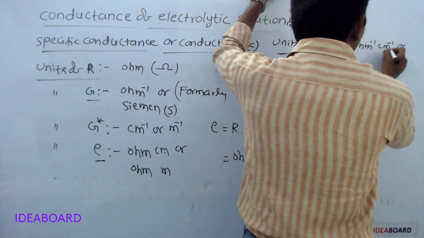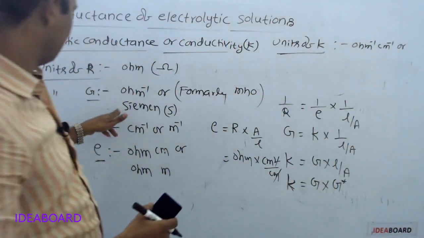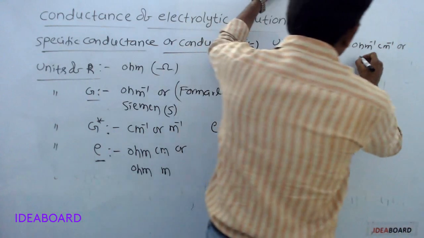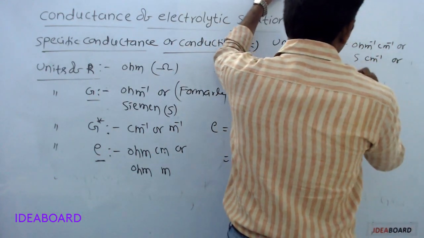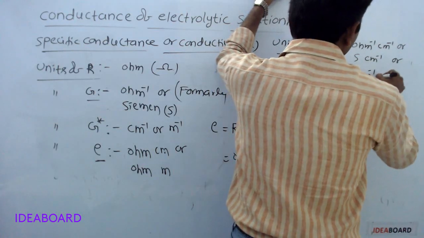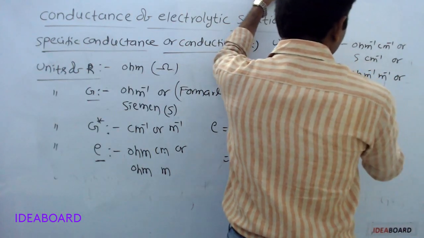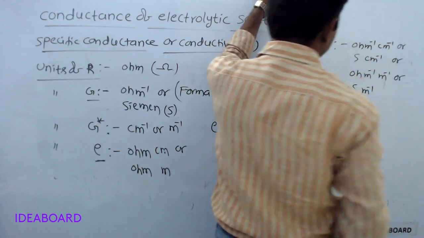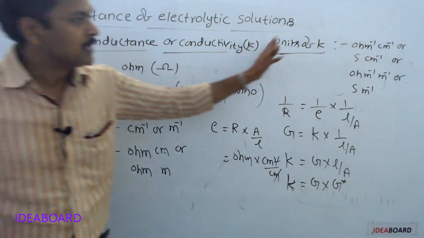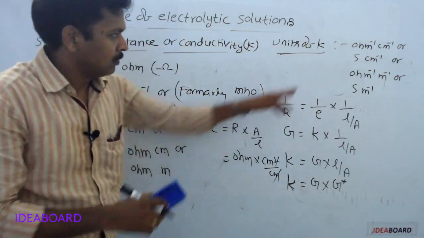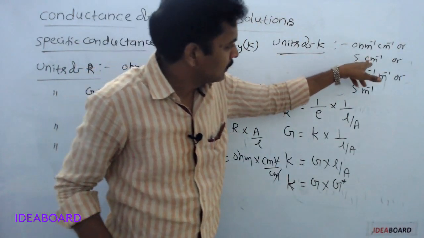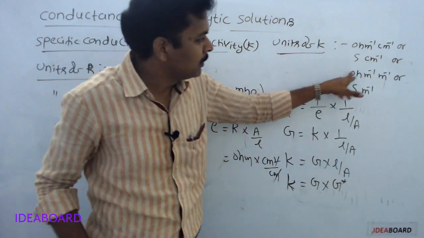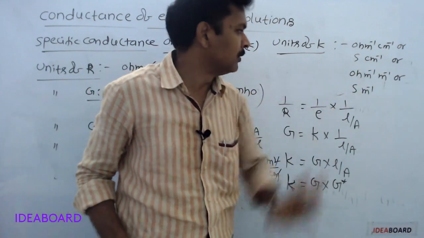Ohm inverse is nothing but Siemens. So ohm inverse centimeter inverse, or ohm inverse meter inverse, or Siemens meter inverse. Units of kappa: ohm inverse centimeter inverse, or Siemens centimeter inverse, or ohm inverse meter inverse, or Siemens meter inverse.